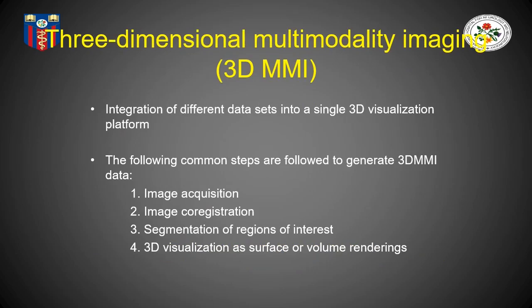The next part will be about the use of 3D multimodality imaging. What this means is the integration of different data sets into a single 3D visualization platform. In order to have this, there is a need of acquiring images, co-register all the images in the same space, segment the region of interest, and achieve a 3D visualization of the surface and volume renderings.